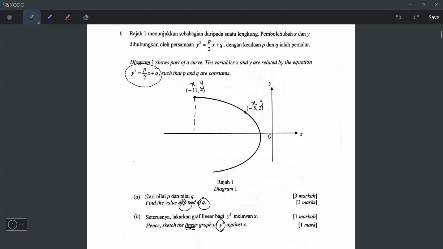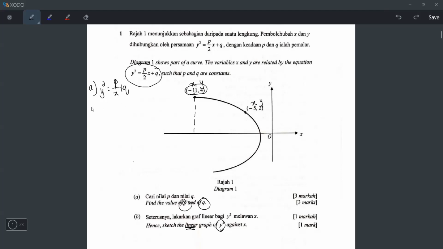So let's do A first. A, they want you to find the value of P and Q, right? So it's quite easy because they give us the equation already. y squared equals p over 2x plus q. I don't think I have to change this to linear form. The reason is because the diagram now is not a straight line graph, it's a curve. So I don't think I need to change to linear form to substitute these 2 points. I can substitute straight away. So we don't have to worry about the axis actually. We just substitute the negative 11 into x and y equals 4. I think that's all, because the curve passes through.